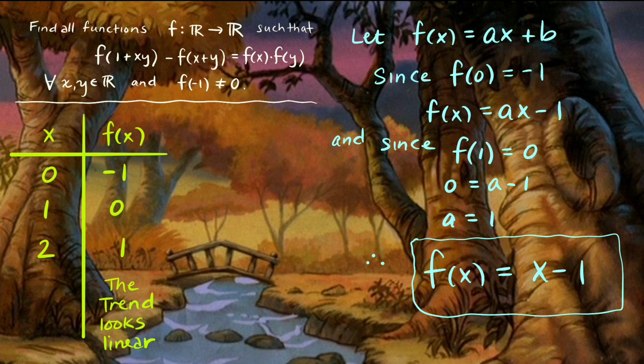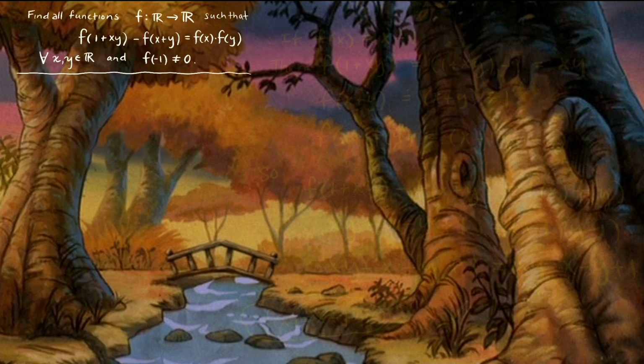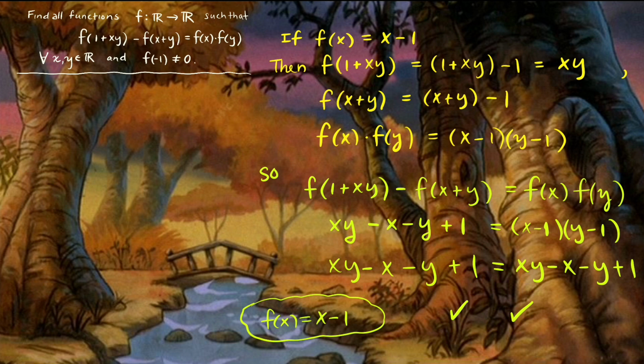Take a moment to pause the video here just to see how we deduced that linear function from the table of values. Here we see the functional equation is satisfied by the function f of x equals x minus 1, and therefore we've found our mystery function.